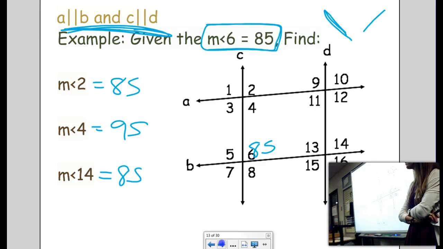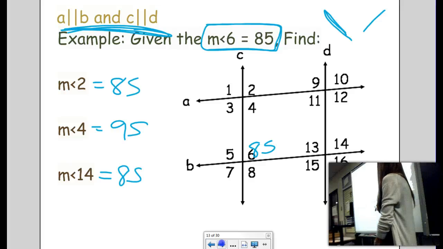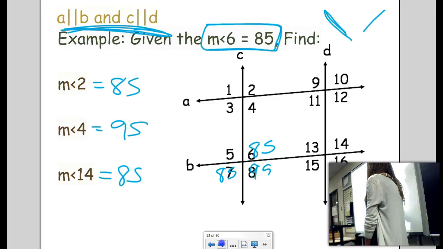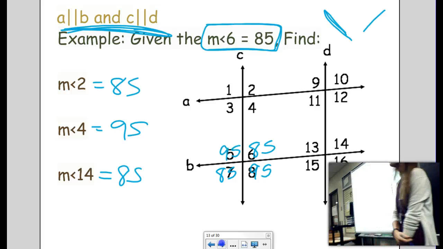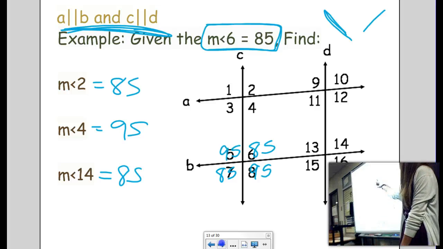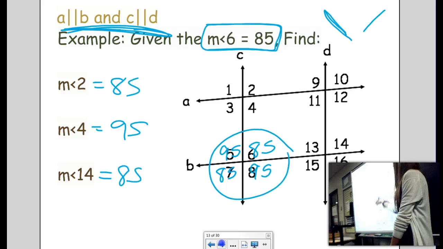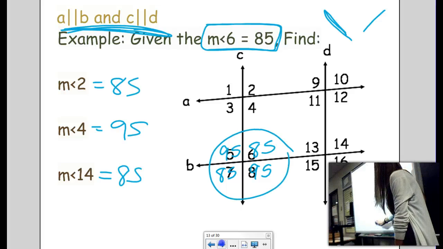Well, we would know 4 angles. We would still know that this is 85, because vertical angles don't need parallel lines. And we would still know that these are 95 because linear pairs don't need parallel lines. But could we find any of these other angles? No, because the lines aren't parallel, so we can't use our trick. We would only know this little cluster at this intersection right here.